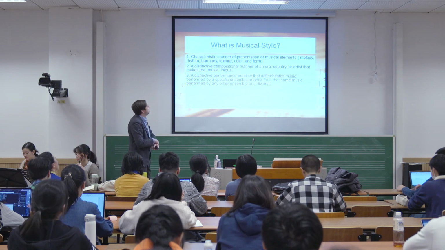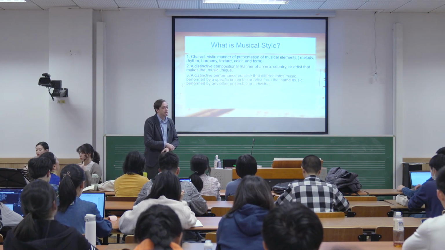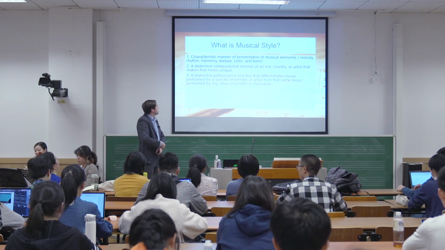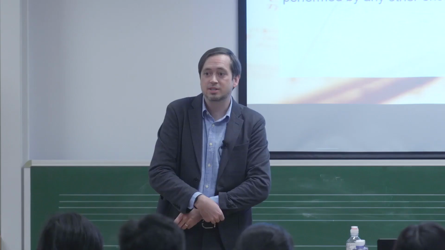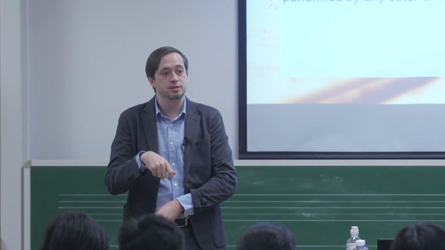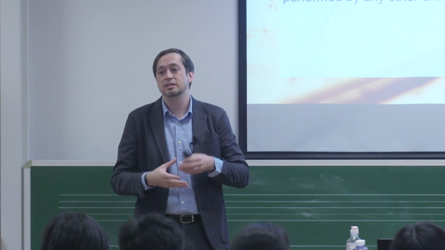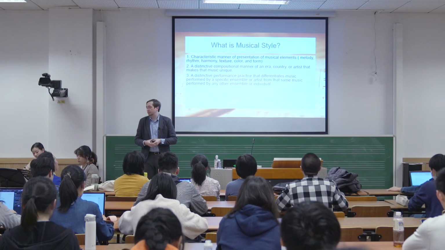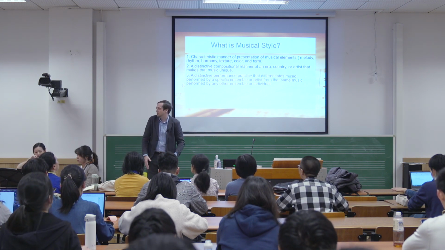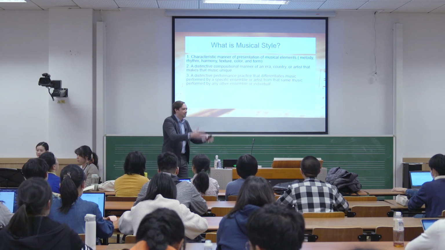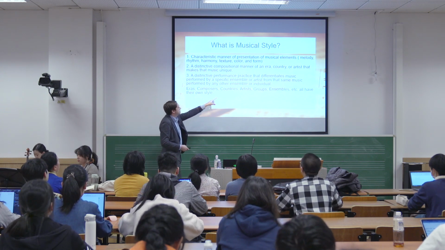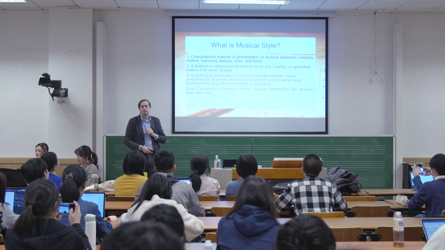Now the last one is a distinctive performance practice that differentiates music performed by a specific ensemble or artist from that same music performed by any other ensemble or individual. This one's a little complicated, but basically it just says that no two performers are going to play something exactly the same, right? The version of the Beethoven that we hear tonight is probably different than the way the Kronos Quartet would do it, or the Tokyo Quartet would do it, or whatever quartet's out there. So basically, eras, composers, countries, artists, groups, ensembles all have their own style.